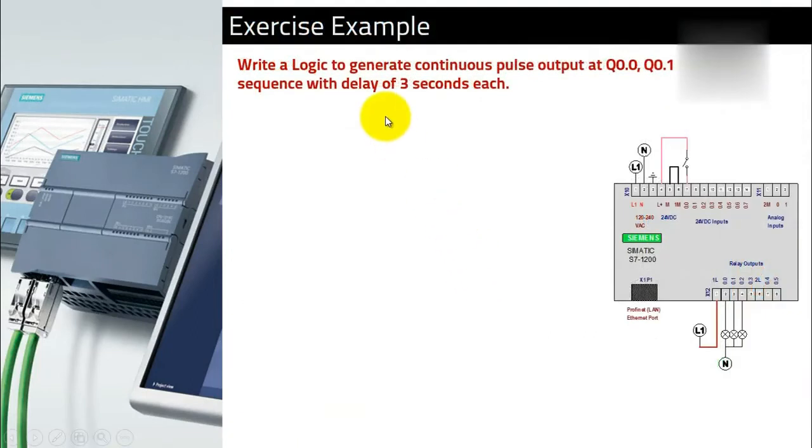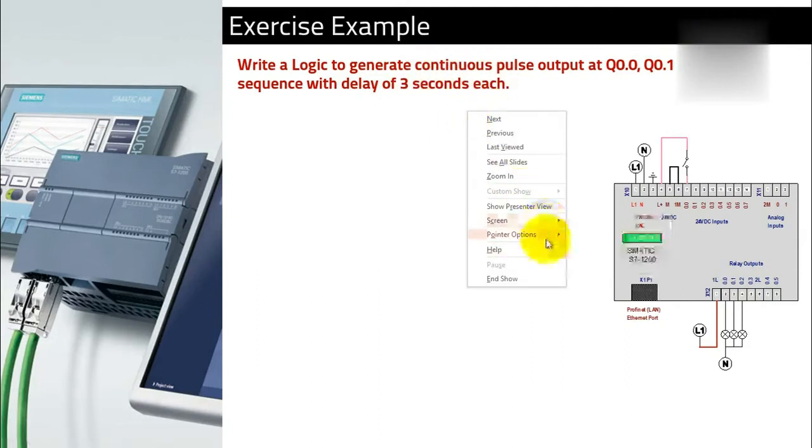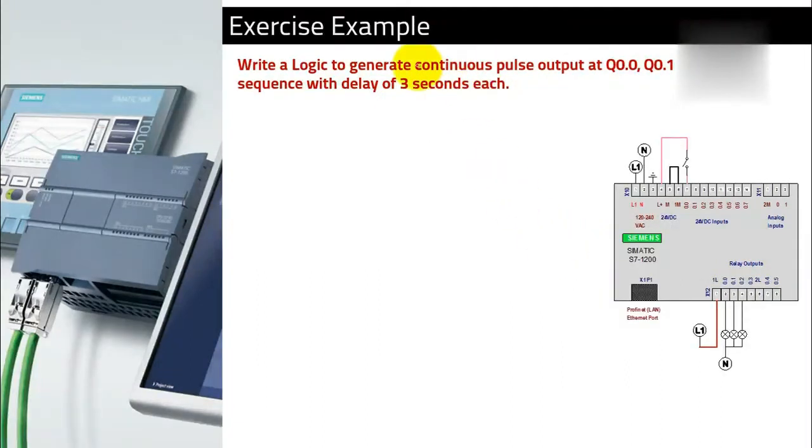It says write a logic to generate continuous pulse output for Q0, Q1 and Q2 in sequence with delay of 3 seconds. Okay, there might be some mistake here. Generate output, there's no continuous pulse. To generate output at Q0, Q1 and Q2 in sequence with delay of 3 seconds, it means when you turn on the input, first this output should be on, then after 3 seconds another should be on, then after 3 seconds another should be on. So every output has a delay of 3 seconds.